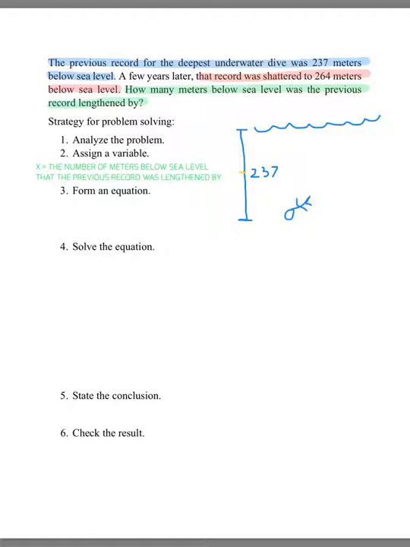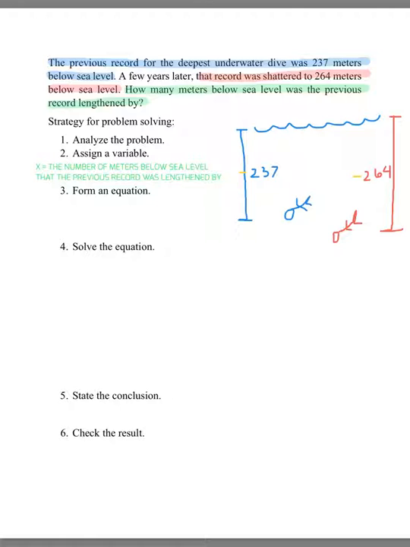Now let's talk about the new record. So the new record is now 264 meters below sea level. So here's 264, so he's slightly deeper. And now this distance is 264 meters below sea level. But again, since it is below sea level, we want to include a negative sign to represent the fact that he's negative 264 below sea level, below being the keyword here.